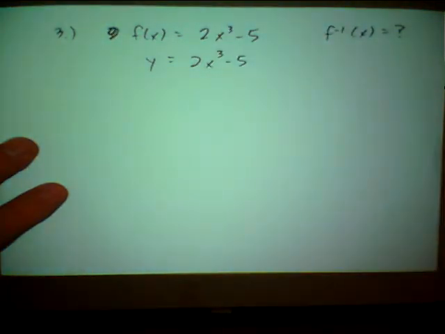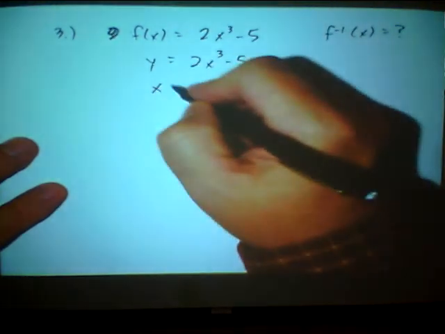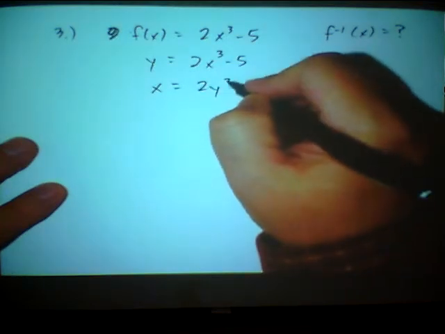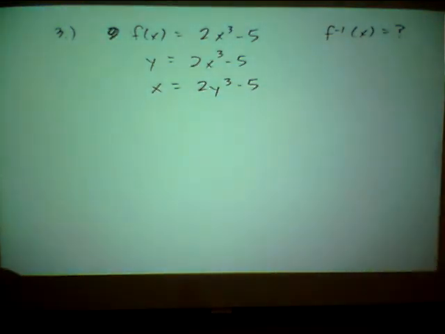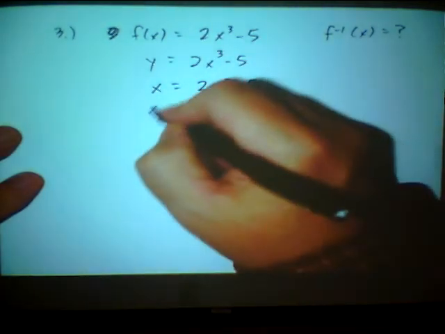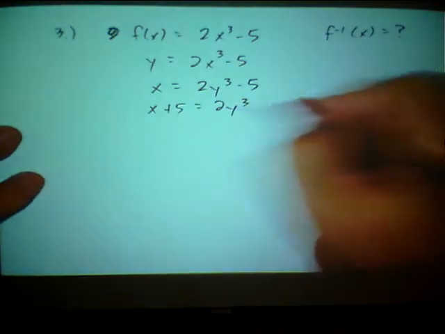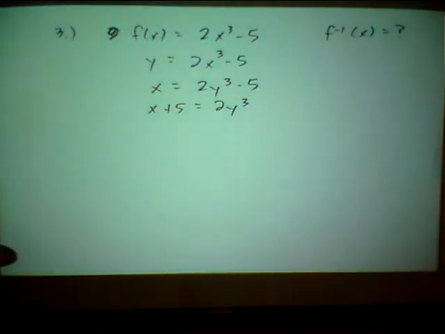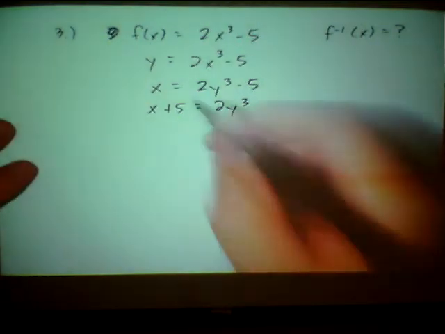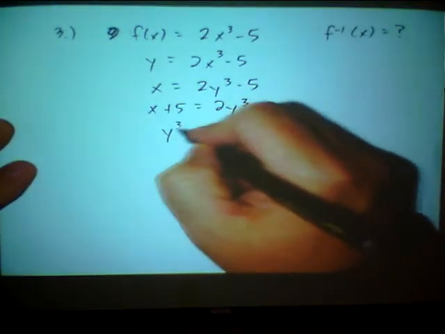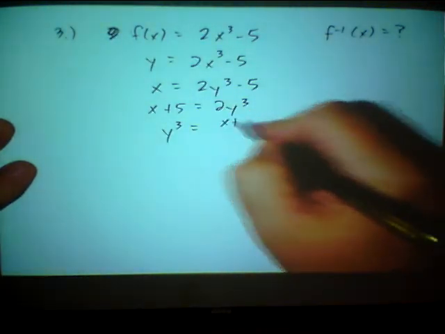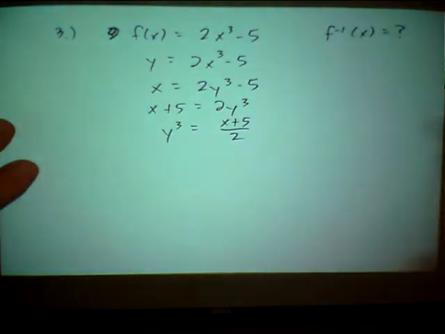y equals 2x cubed minus 5. Now we're going to swap the x's and the y's. So x equals 2y cubed minus 5. And now I'm going to solve for y. I want to get y by itself. So I'll add 5 to both sides. So I have x plus 5 equals 2y cubed. I want to get rid of the 2 in front of the y cubed, so I divide both sides by 2. And let me now rewrite this, putting the y cubed first, as x plus 5 over 2.